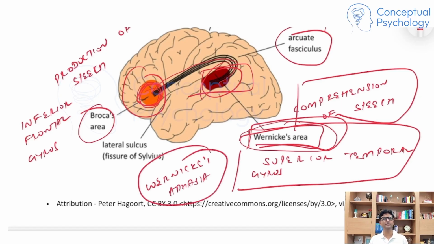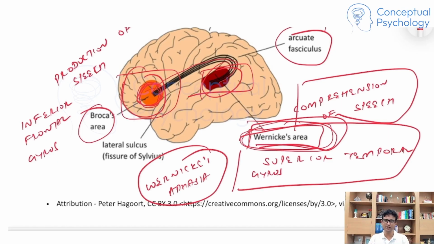What will happen in Wernicke's aphasia? Now you cannot comprehend anything. You are not able to understand anything, but you can speak. So what is the presentation? The patient keeps on speaking, but cannot comprehend the spoken speech.